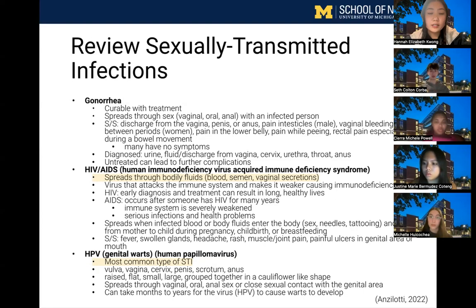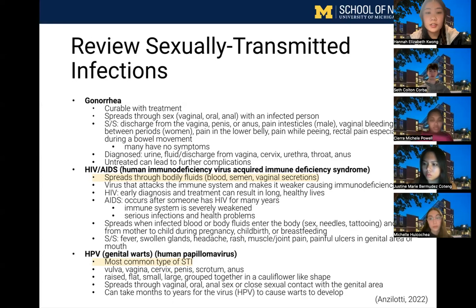But if it progresses, it turns into AIDS, which can affect someone for their entire lifetime. In AIDS, their immune system is severely weakened and they become susceptible to many serious infections and health problems. This can be contracted when any fluids enter the body, which can include sex, but also needles and tattooing, and also from mother to child during pregnancy and childbirth or breastfeeding.